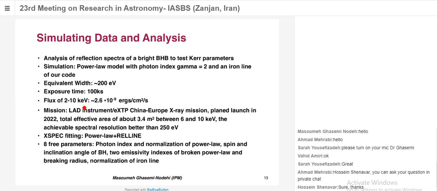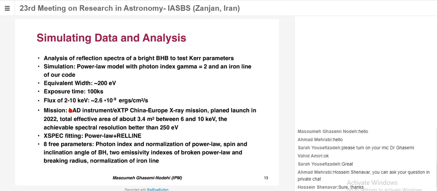In order to analyze reflection spectra of a black hole binary to test our parameters, we simulate data. Our data simulation consists of a power law model with photon index gamma 2 and a single iron line from our code. The information about our simulation is here. The exposure time and flux are written here.